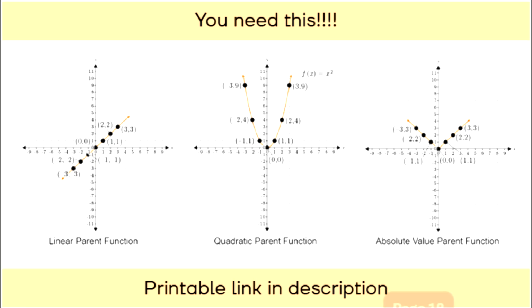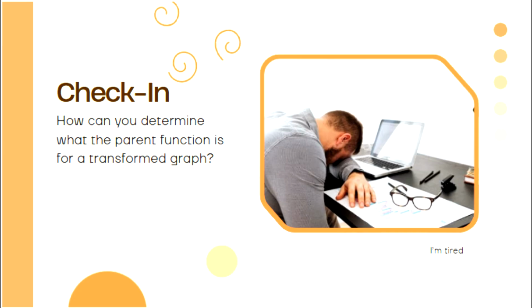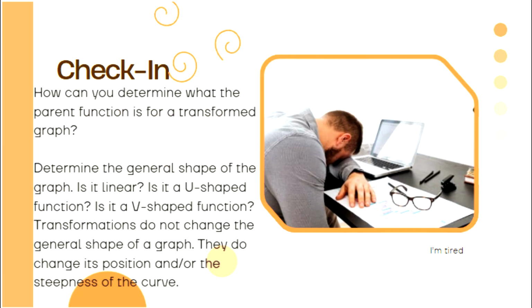Okay? Here's a check-in. How can you determine what the parent function is for a transformed graph? So you determine the general shape of the graph. Is it linear, like a straight line? Is it a U-shaped function, which is a parabola, or is it a V-shaped function? Transformations do not change the general shape of a graph. They do not change its position and or the steepness of the curve. If it was a line, it's going to stay a line. If it's a parabola, it's going to stay a parabola. If it's V-shaped, it's going to stay V-shaped. It's not going to change that much. It's just going to move around.